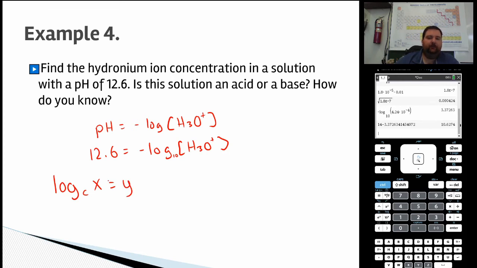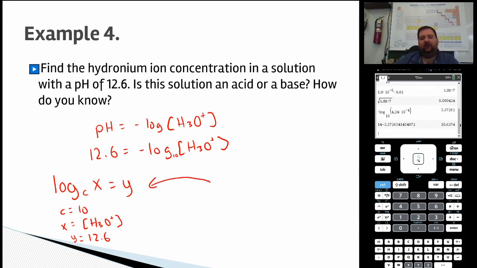y value. In this case, what is our c value? It's 10. What is our x value? Well, we don't really have an x value. It's just the hydronium ion concentration. And what is our y value? It's 12.6. So I'm just kind of trying to identify these pieces of our log function.